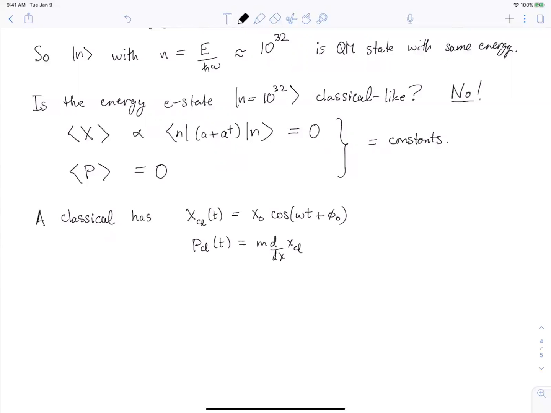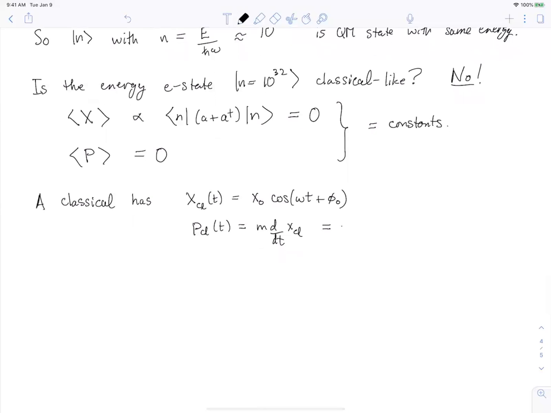This should have been a time derivative. Okay, and so that works out to be minus x0 m omega times the sine of omega t plus phi 0. Okay, so that's what a classical state should look like. It should not have x and p both with expectation value 0.